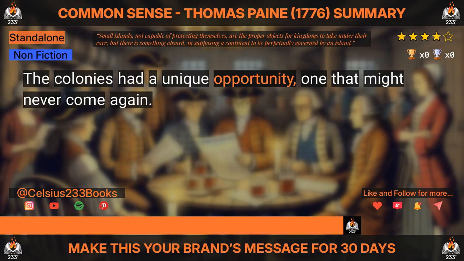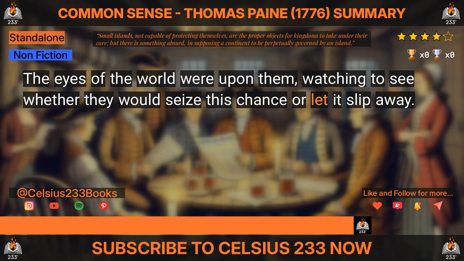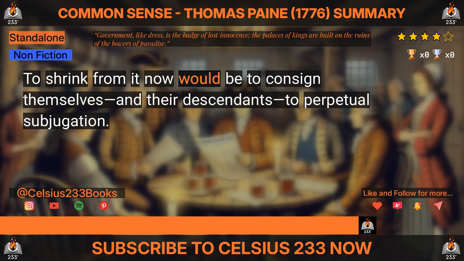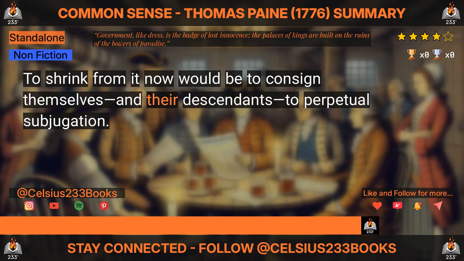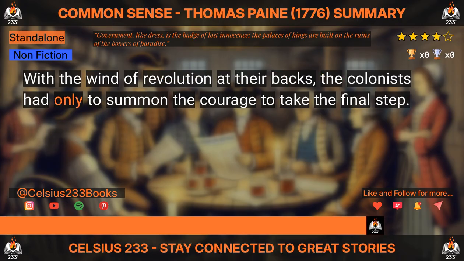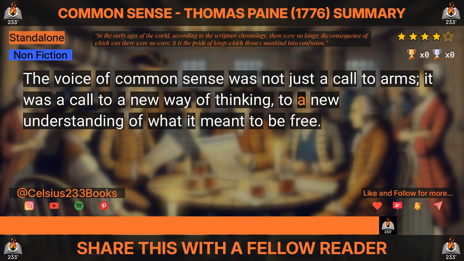The colonies had a unique opportunity, one that might never come again. The eyes of the world were upon them, watching to see whether they would seize this chance or let it slip away. Independence was not only a possibility, it was their destiny. To shrink from it now would be to consign themselves and their descendants to perpetual subjugation. With the wind of revolution at their backs, the colonists had only to summon the courage to take the final step. The voice of common sense was not just a call to arms, it was a call to a new way of thinking, to a new understanding of what it meant to be free.